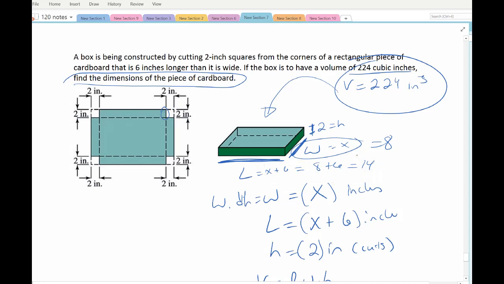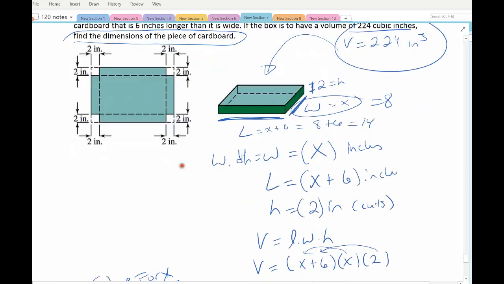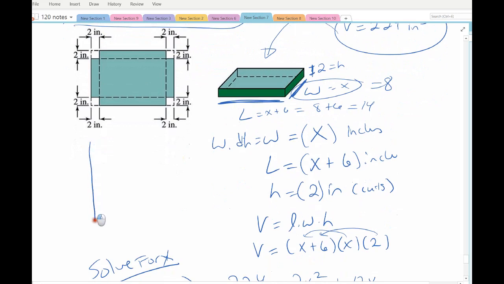what the answer is. Remember, I want to know what my original cardboard box was before I made the cuts, right? What's its width? What's its length? Well, remember, I made cuts of 2 inches on both sides. And so my original box was 4 inches longer and wider than the box with the volume I wanted in it. So the box with the volume has an 8-inch side and a 14-inch side.